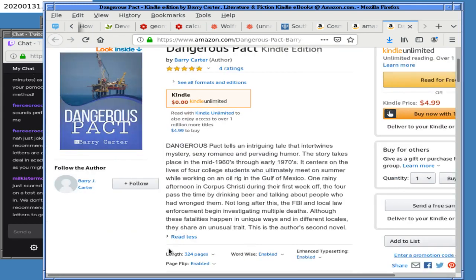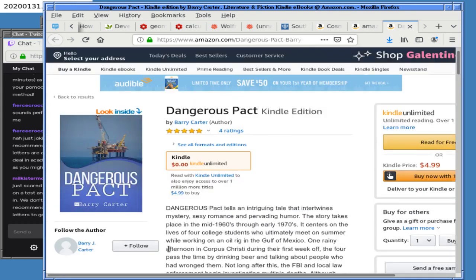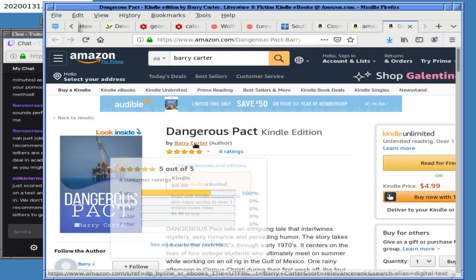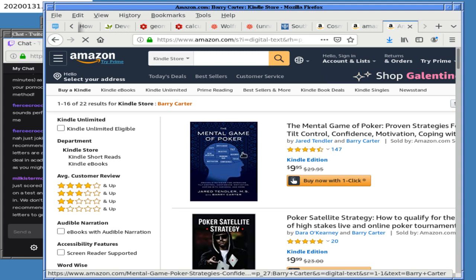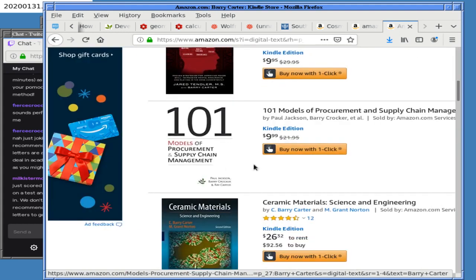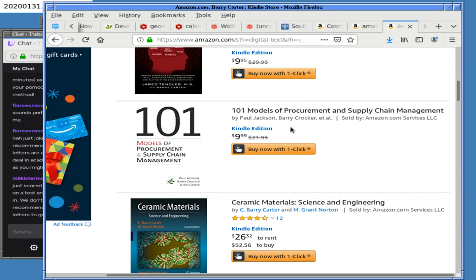So according to this, this is the author's second book. So this kind of bugs me that he wrote another book. Let's see if it sucks any less. Ah, different Barry Carter, though. 101 Barry Crocker? Really? Barry Crocker?